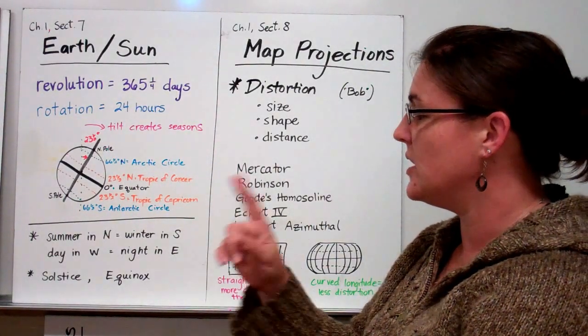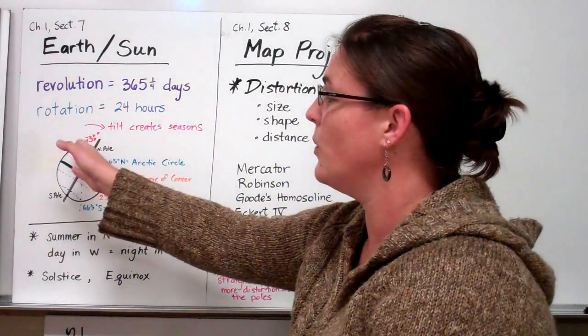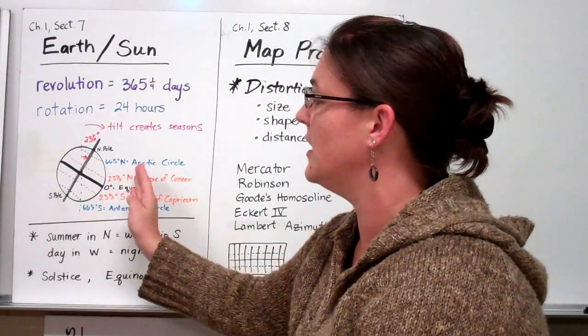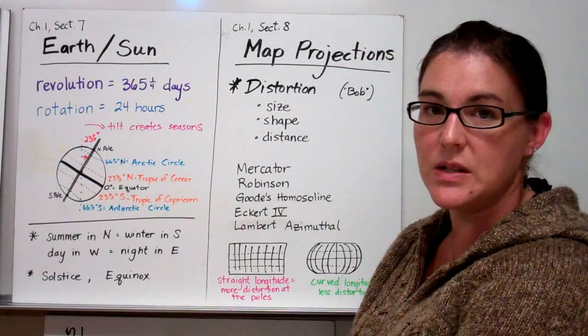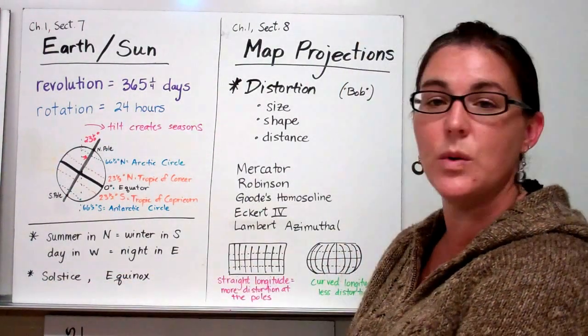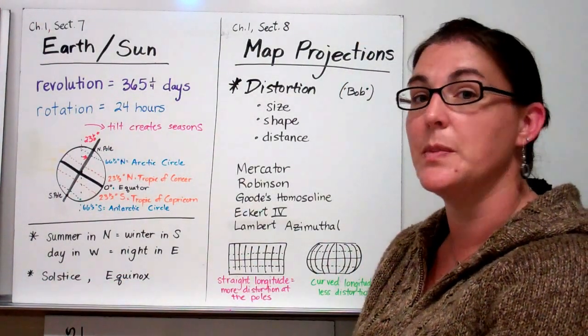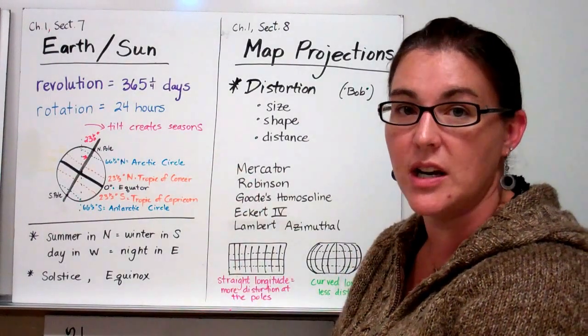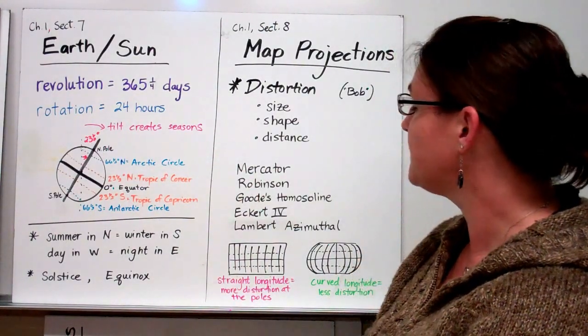And then our rotation is going to create a day in the western hemisphere when the sun is shining on it, and night in the eastern hemisphere when the sun is not shining. You'll also hear some terms, solstice and equinox, which refer to specific days of the year when the sun is shining at different points on the globe.